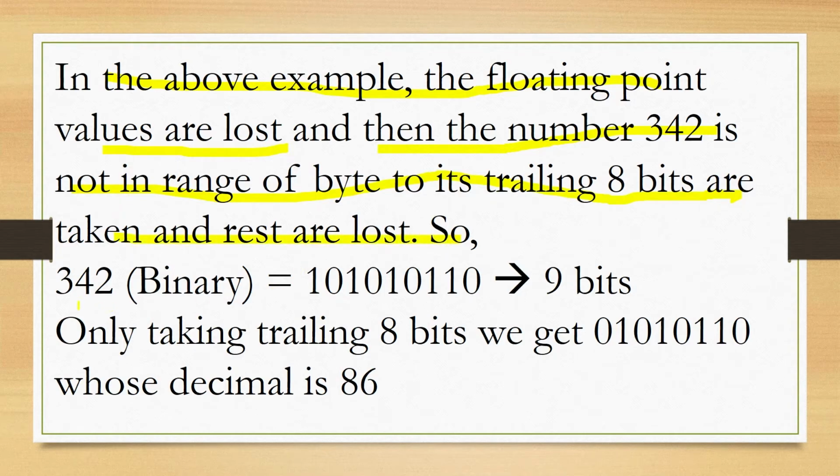The binary sequence for 342 is this: 101010110. So these are a total of 9 bits, and to convert to byte we will consider only 8 bits. Only these 8 bits will be considered and this one is now lost. So these 8 bits will now be converted into byte. Now since the most significant bit here is 0, this most significant bit 0 indicates that this number is positive.